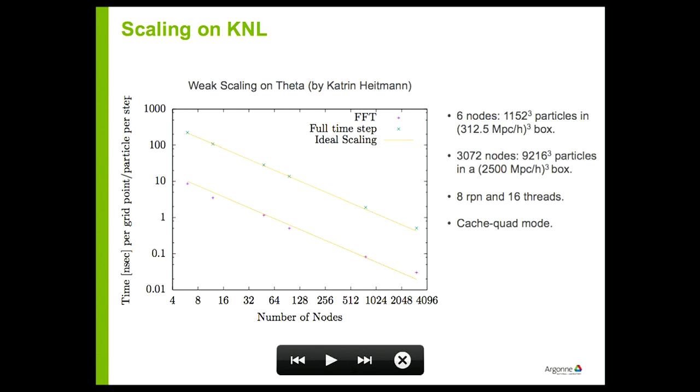Okay, and then this plot is now just a weak scaling test where we held the number of particles and the volume on a node fixed and just increased the number of nodes. And so again, we find roughly ideal weak scaling on Theta.